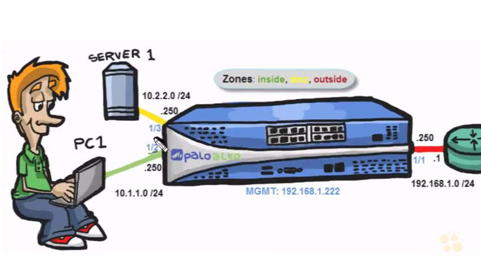And here's our intention. This interface 1/2, we're going to go ahead and give it the IP address of 10.1.1.250, and we're going to put it in a zone called inside. I also color coded the cables. So you see the green cable, think of the green word inside, and that's the zone it's going to belong to.